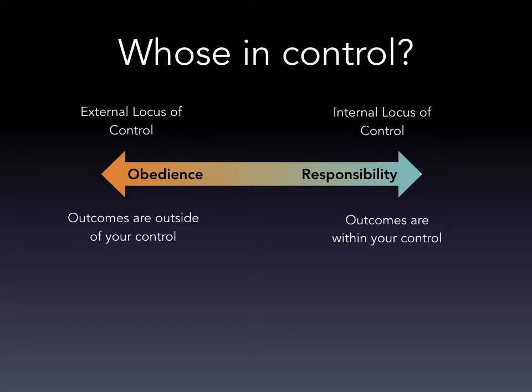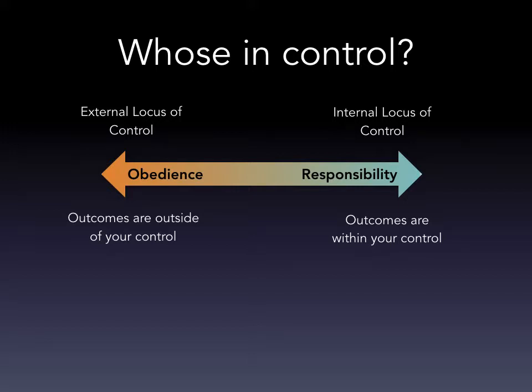So learners who are drilled to obey their teachers have an external locus of control. So they believe that what happens to them is out of their control. Learners who are taught to make responsible decisions believe that they have control over the consequences that they receive.